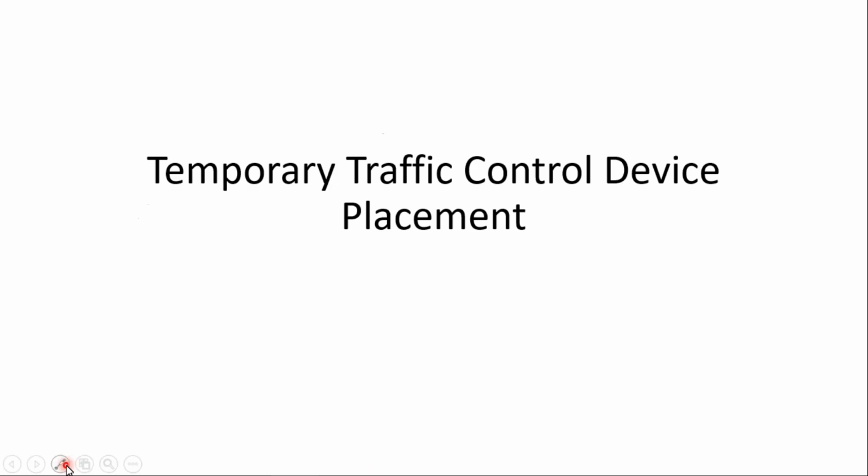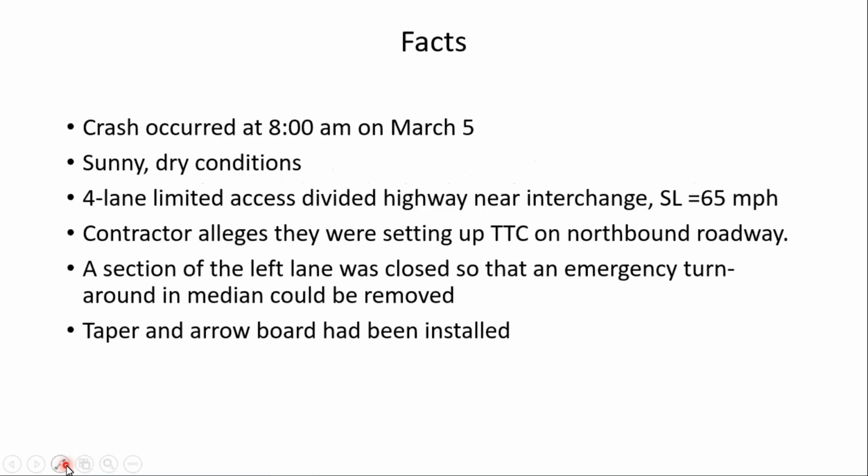So let's shift gears a little bit now. This is a higher type road, and this is a temporary traffic control device issue. Here are some facts, and then I'll show you some photographs of the area. This was a single vehicle motor vehicle crash that occurred about 8 a.m. in early March. It was a sunny, dry morning. The roadway is a 4-lane limited access divided highway near an interchange. Posted speed limit 65 miles per hour.